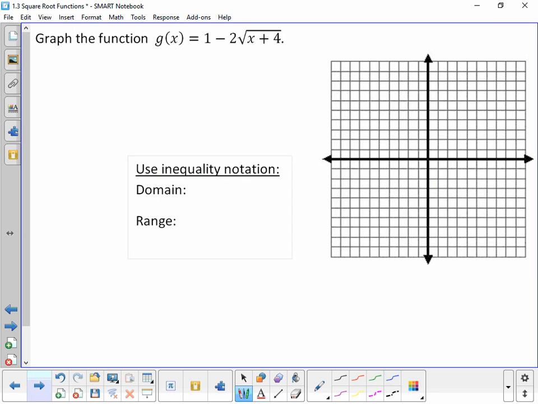Last one. Graph the function g of x equals 1 minus 2 times the square root of x plus 4. This one looks a little bit different from the other ones we looked at, but don't panic. It's really very similar. It's just written in a weird order. Remember, if you have 5 plus 3, that's the same as 3 plus 5. It doesn't matter what order that we add things in, it's the same total. Well, in this case, they put that radical second, but we could put it first.